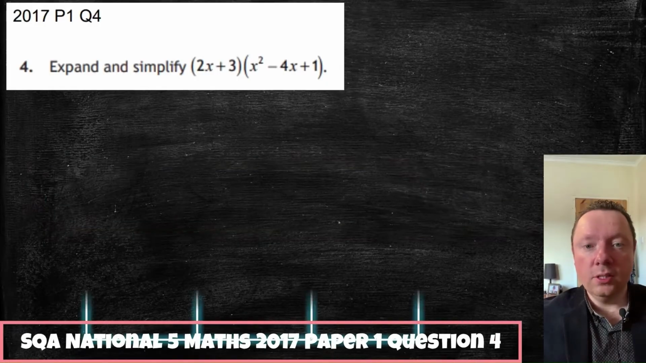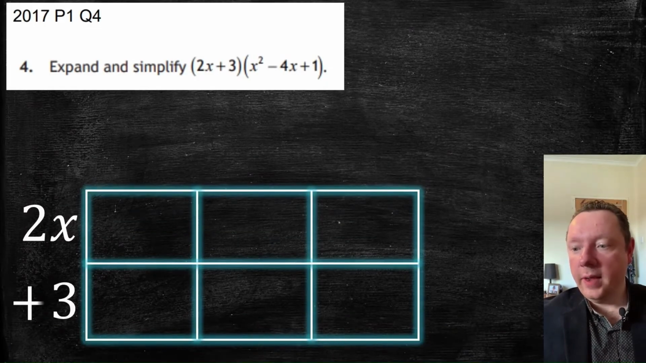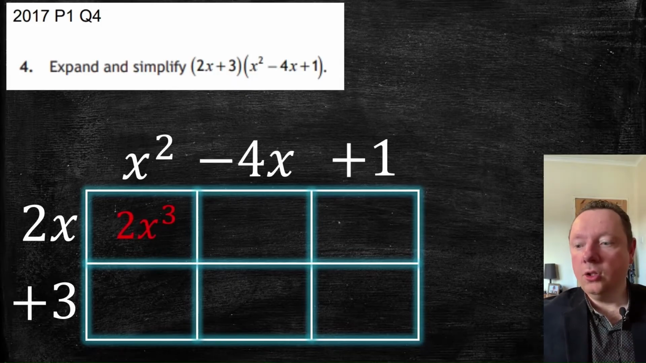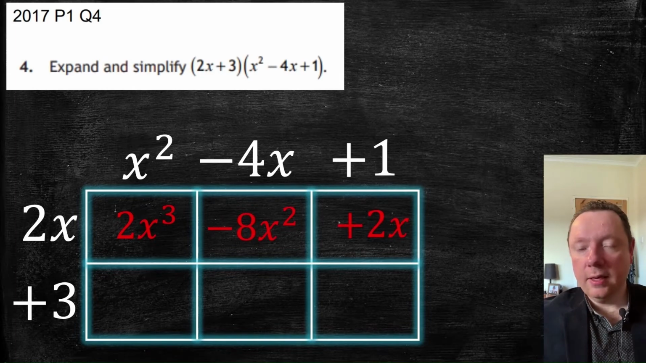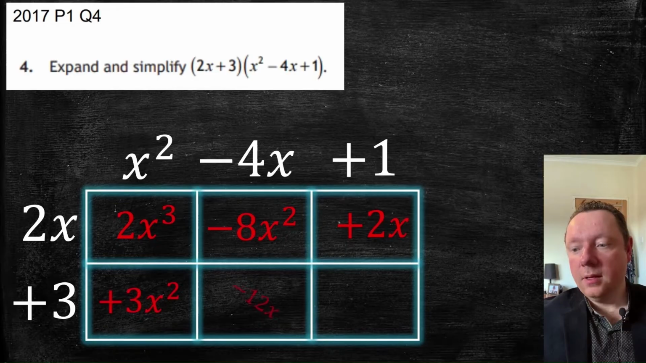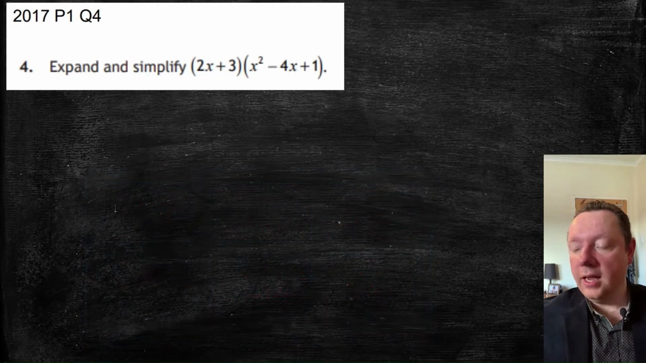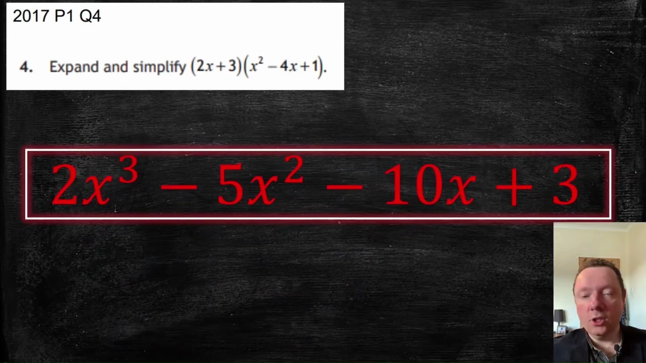Very, very similar, so I'll do it the same way. Set my grid up. 2x add 3 on one side, x squared minus 4x add 1 on the other side, times it all together. 2x cubed minus 8x squared plus 2x. And then the bottom, 3x squared minus 12x plus 3. Putting it all together, so our x squared terms becomes minus 5x squared, and our x term becomes minus 10x. So our final answer is 2x cubed minus 5x squared minus 10x and 3.